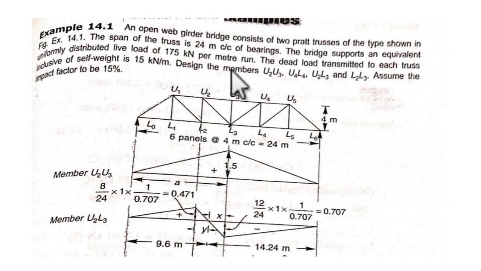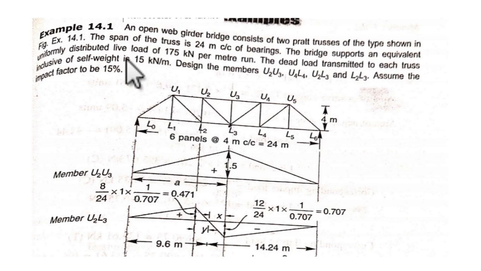The span of the truss is 24 meters center to center of bearing. So here is one bearing, here is one bearing. So this entire span is 24 meters. This entire span of 24 meters is divided into 6 panels, each of 4 meters. So this distance, all this distance is 4 meters. You are having 6 panels.